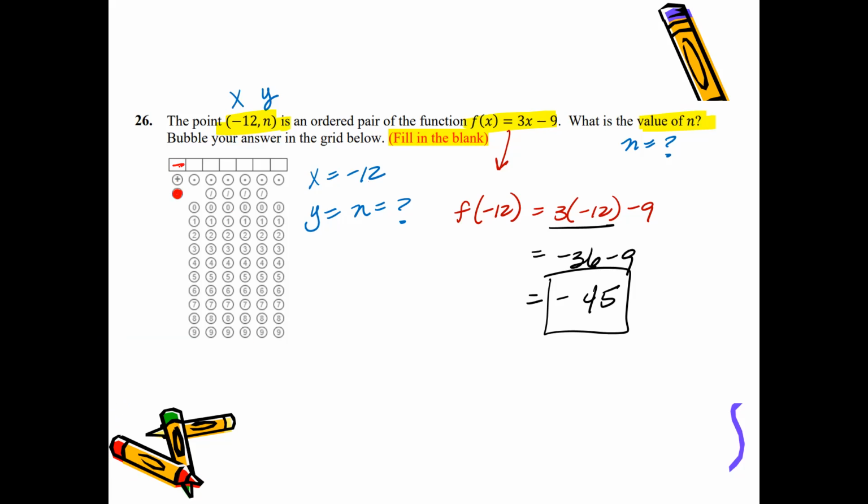Do you see the negative right there? So put a negative. Put the number 4. Find 4. Put a dot. And then 5. Go down to 5 and then put a dot like that. And that is your answer. And that's how you will do it.